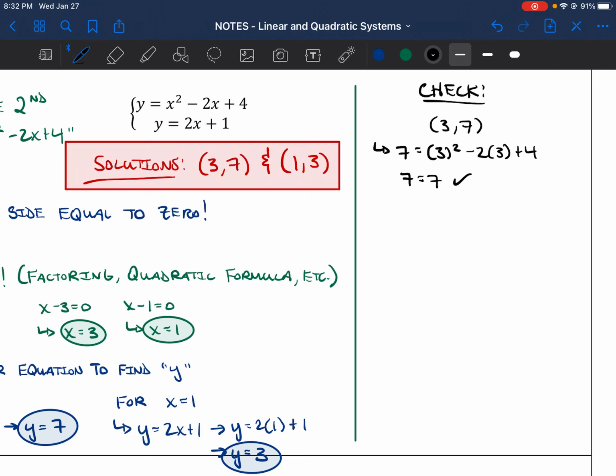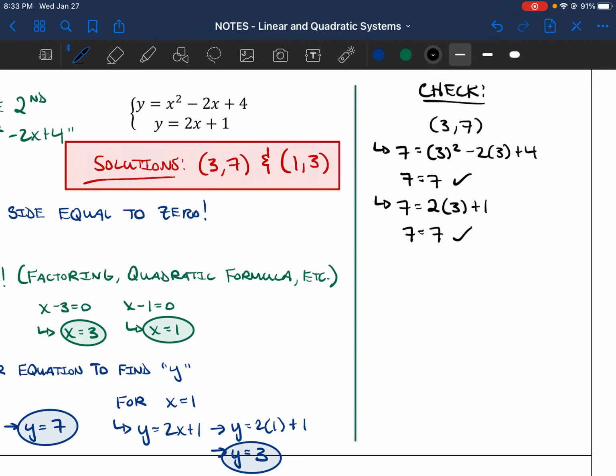Now let's plug (3, 7) into the second equation, y equals 2x plus 1. So we're going to plug in 7 for y, 2 times, and then 3 for x, plus 1. And then once again, 2 times 3 is 6. 6 plus 1 is 7. We get 7 equals 7, which once again checks out. So we can see that the solution (3, 7) is definitely a correct solution.